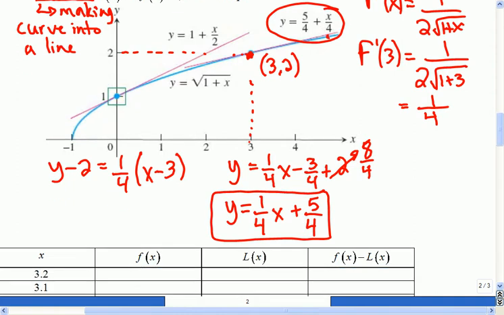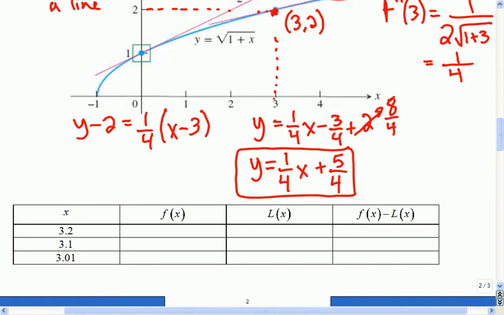So let's take a look at how well suited this idea of using a line is. What we're going to do is use the calculator to put in the square root of 1 plus x. And then we're going to compare it to the line and see how much error we actually have. Okay, so I'll pause this while we work out the values.